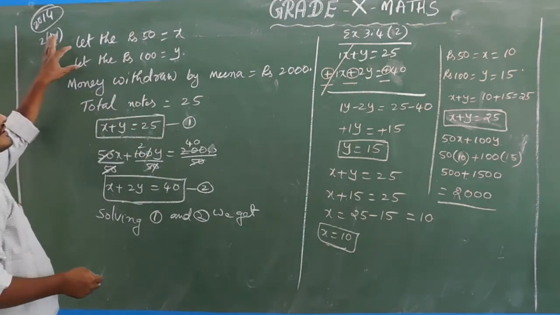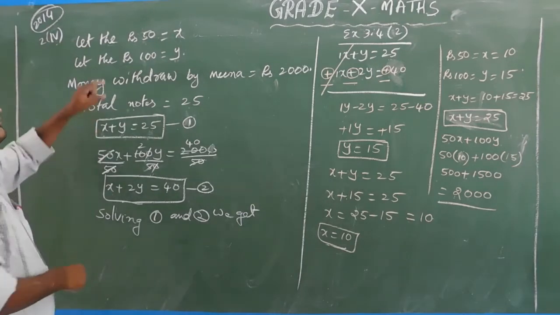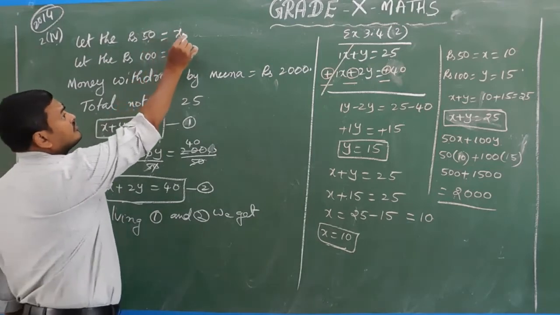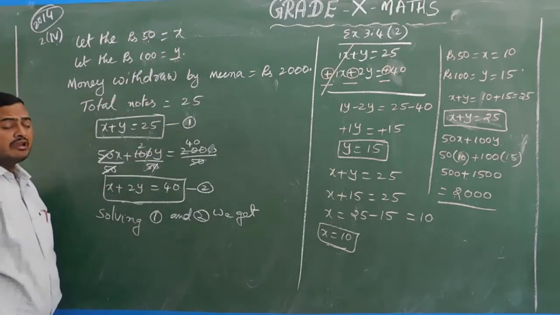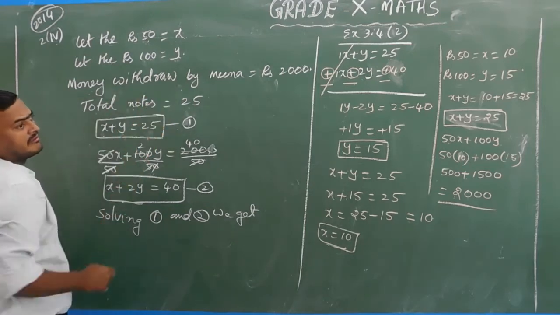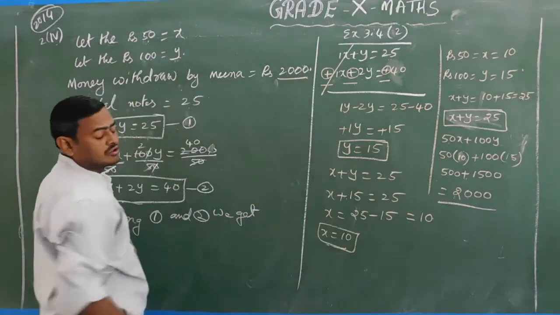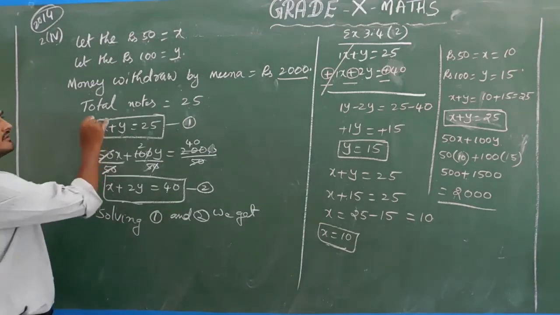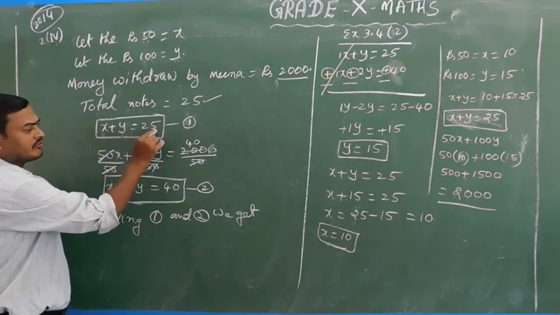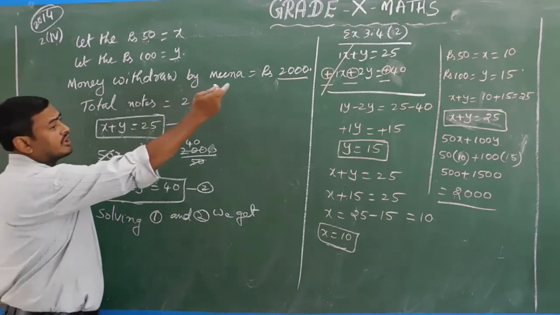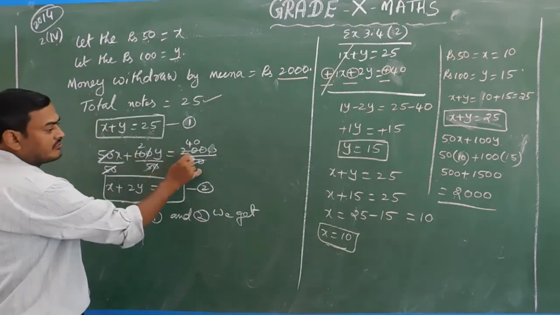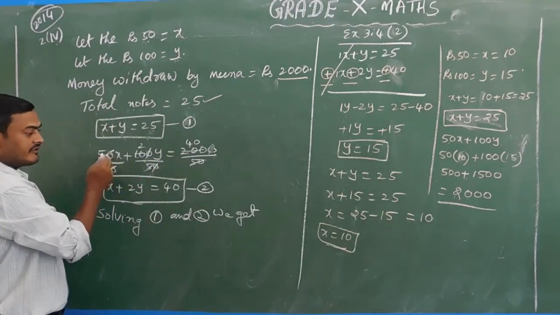So she went to the bank and asked for 50 rupee notes and 100 rupee notes. Let the 50 rupee notes be x and the 100 rupee notes be y. The money withdrawn by Meena is 2000 rupees from the bank. Then the total notes she got is 25, so x plus y equals 25. Then the total amount is 2000, so 50x plus 100y equals 2000. Now divide everything by 50.